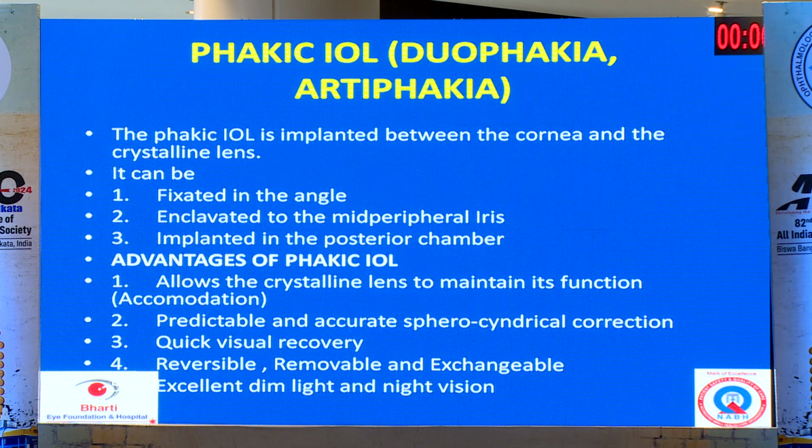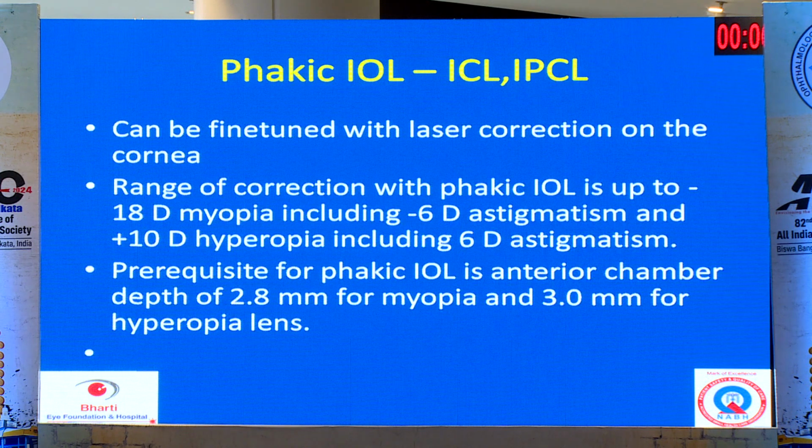The other procedures which are available are phakic IOLs, which could be fixated in the angle, or enclavated to the mid-peripheral iris, or implanted into the posterior chamber. This is another thing which is very, very accurate. In fact, it gives better quality vision as compared to laser vision correction, because there is no change in the cornea from prolate to oblate. That is why the contrast sensitivity does not reduce, and the vision in dim light is also fantastic.